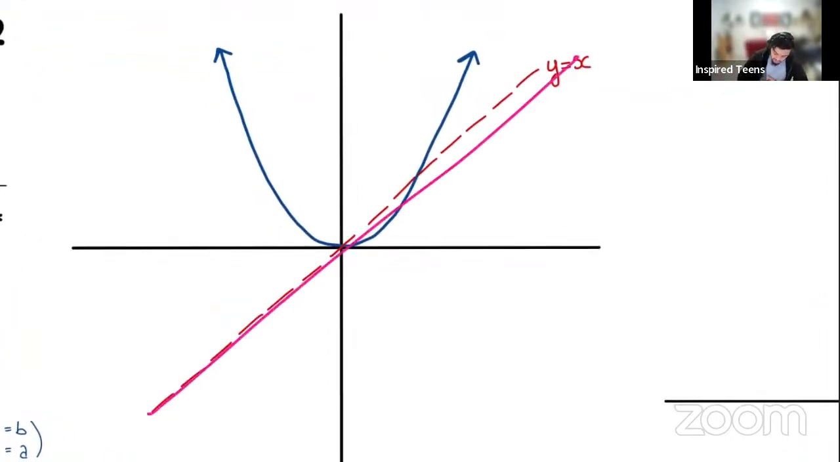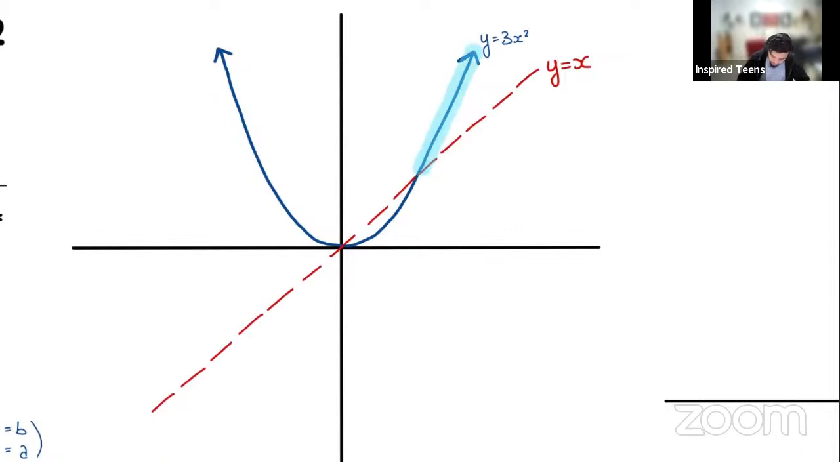We have our y is equal to x line going across, and we have this parabola graph. We can say that this represents y is equal to 3x squared. And then we can draw the inverse of it. Firstly, I want to reflect this about the y is equal to x line. I can do it part by part if I want. If you get some practice in it, you'll be able to do it quicker.